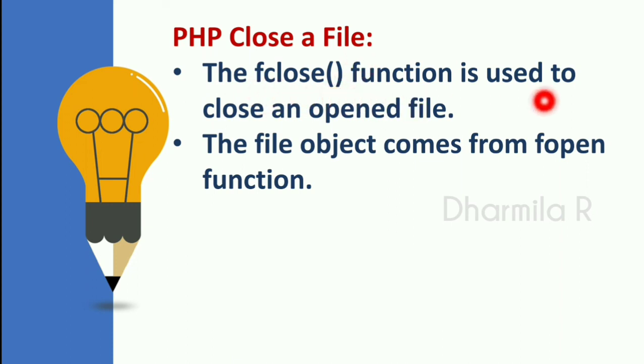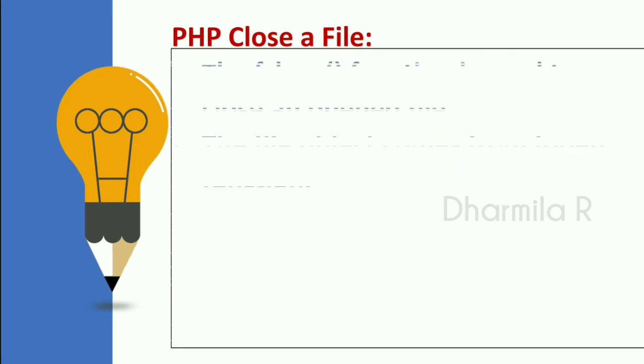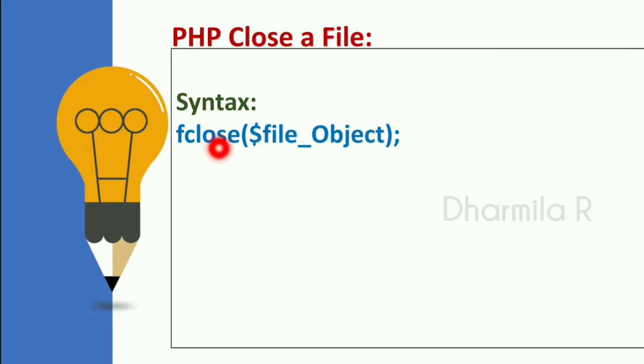The fclose function is used to close an opened file. And the file object comes from the fopen function. So if you want to close a file, first of all it should be opened. To open a file, we use the fopen function. So after using the fopen function, you can do the process with the file, and finally we can close the file with the function fclose. So let's see the syntax. Fclose is a function having only one parameter. It is just the object of the file. The object of the file comes from the fopen function. So just write the name of the object.